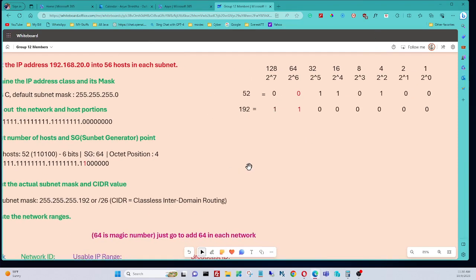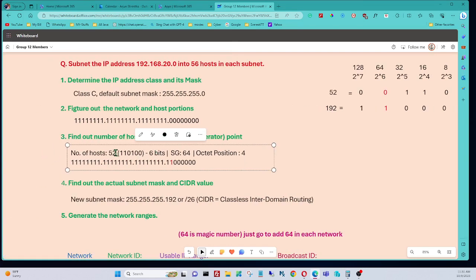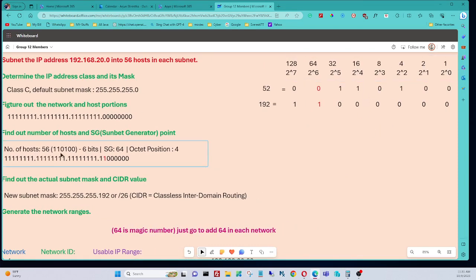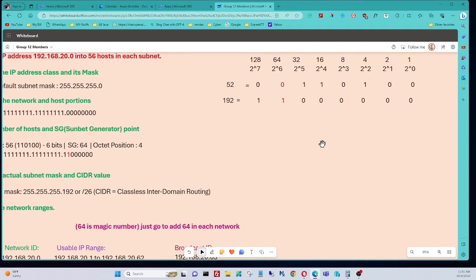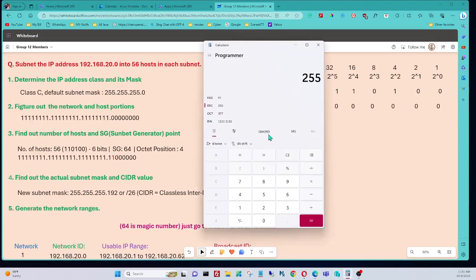8 bits here. So I would say, this 52 or 56, anything you can put here. Okay, so I will change this one for 56, right? For these 56 hosts, we have to figure out which bits we need. We can figure that out there, right? So for an easy way, I will go here and just type 56, right? See, what does 56 mean here?